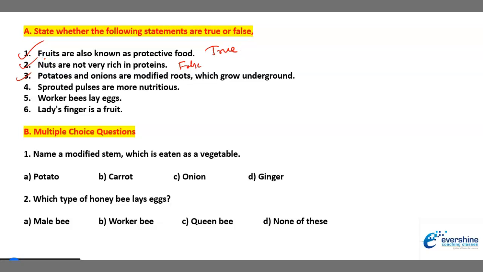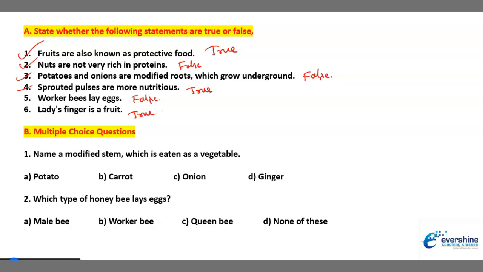Next, potatoes and onions are modified roots which grow underground. Is it true? No, it is false. Sprouted pulses are more nutritious. Is it true? Yes, very true. Worker bees lay eggs. No, it is false. Lady's finger is a fruit. Yes, true.